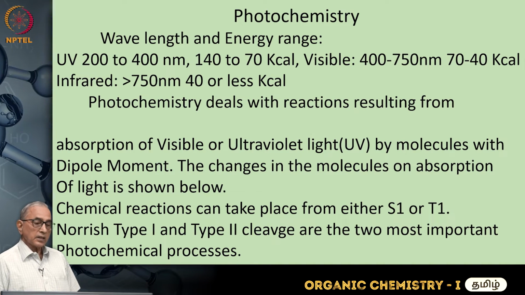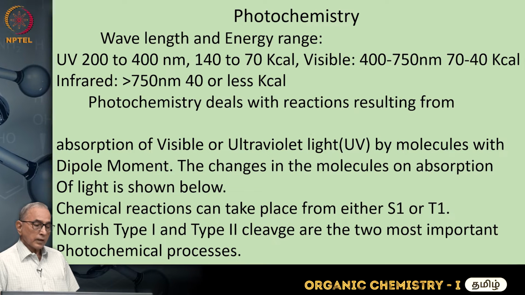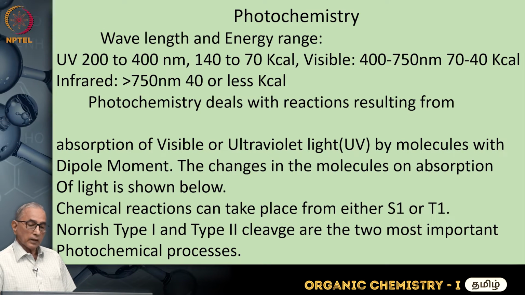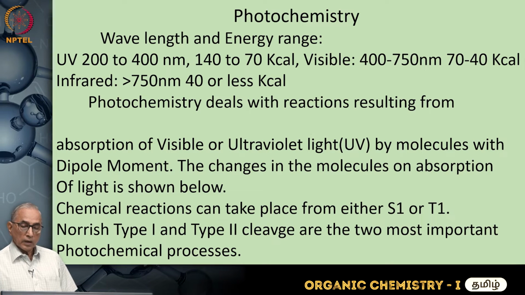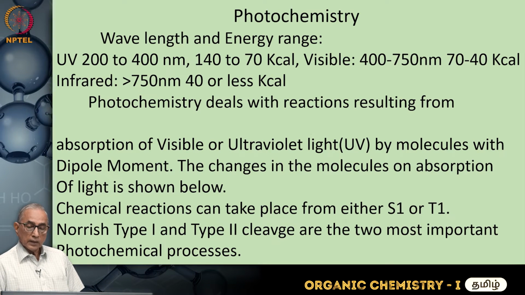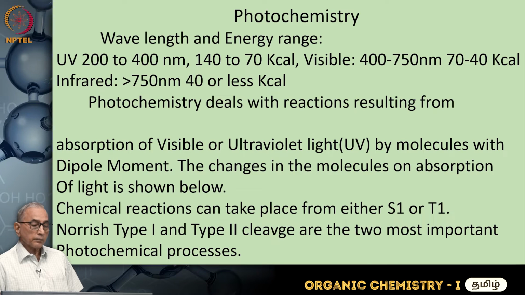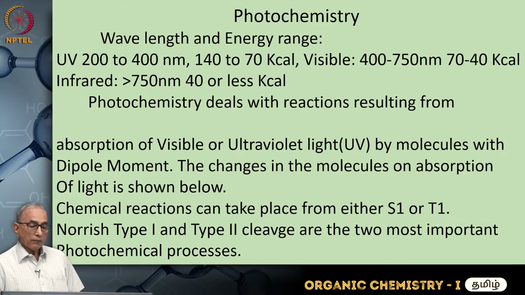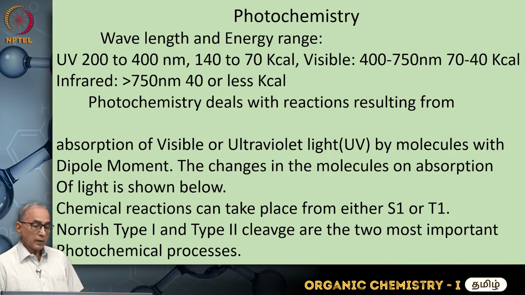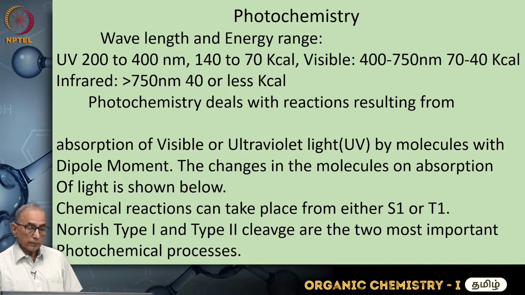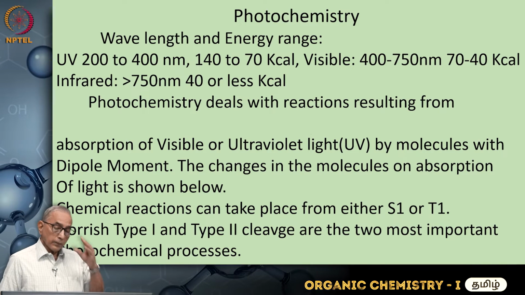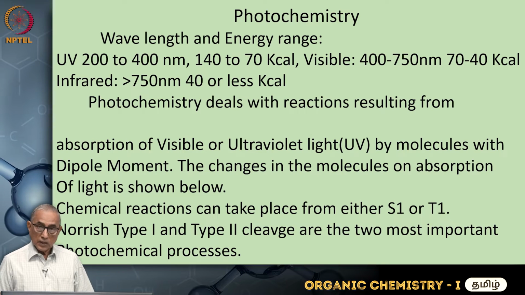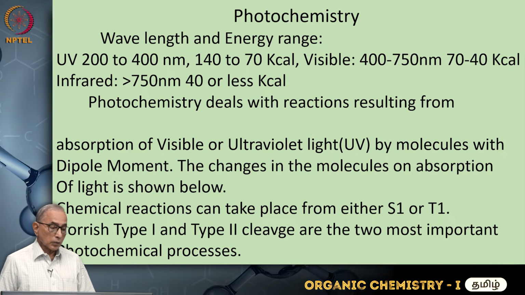The wavelength and energy range: UV light is 200 to 400 nanometers, which has an energy of 140 to 70 kilocalories. Visible light is 400 to 750 nanometers with an energy of 70 to 40 kilocalories. Infrared is greater than 750 nanometers, 40 or fewer kilocalories. Photochemistry deals with reactions resulting from absorption of visible or ultraviolet light by molecules with a dipole moment. The changes in the molecule on absorption of light are shown below.